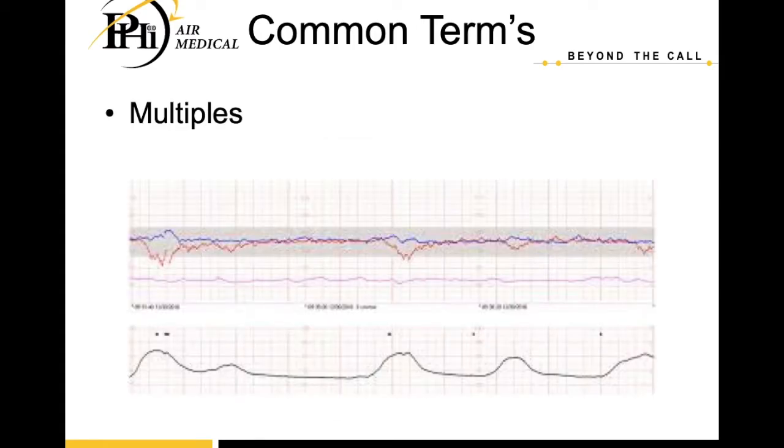As far as multiples go, if you do have more than one fetus in there that you're monitoring, we can see on this EFM strip that there are two separate fetal heart tracings. So we would refer to them as twin A, twin B, or triplet A, triplet B, triplet C, and so forth. So just uniformity among those terms.